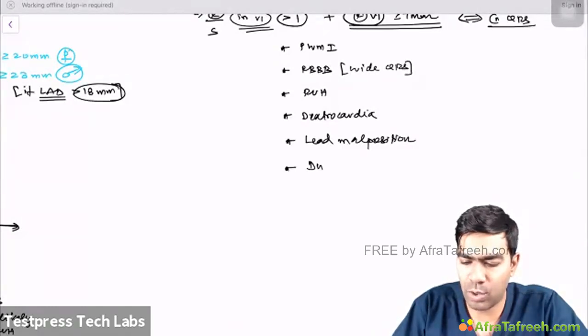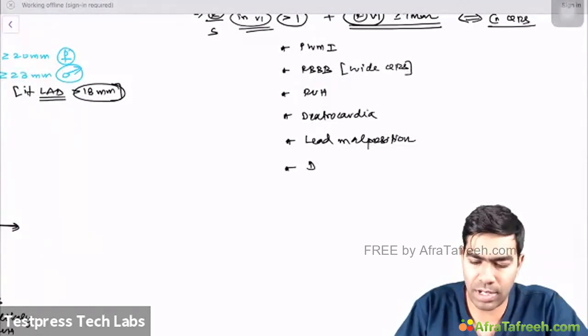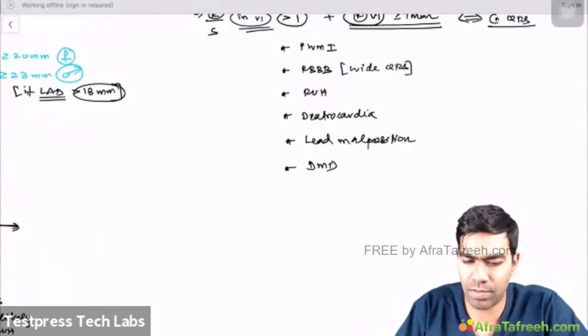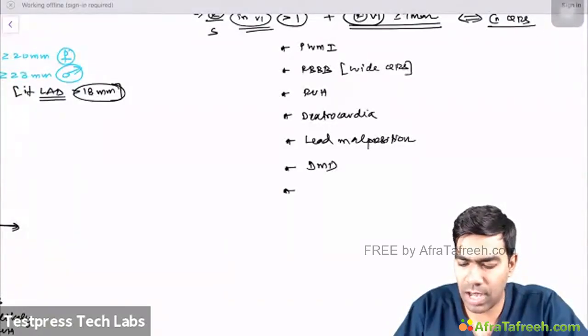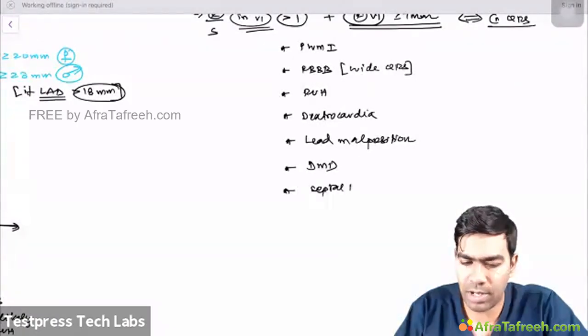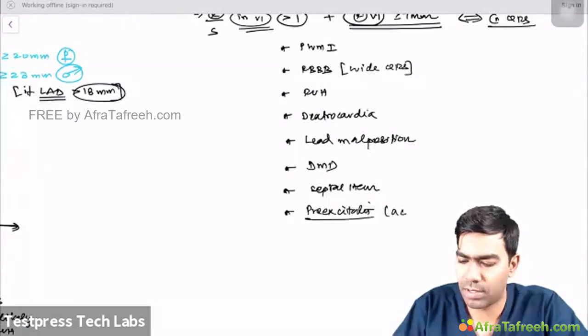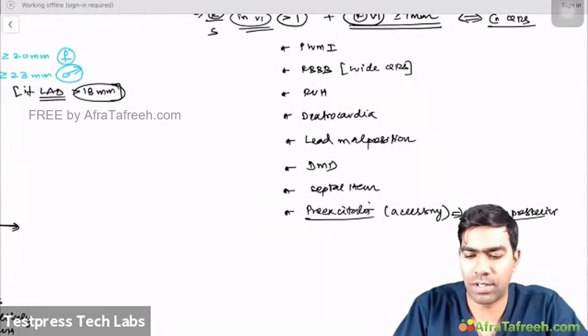Then you can get it in Duchenne muscular dystrophy. So I'm going to just write DMD, Duchenne muscular dystrophy. Then you can get it in hypertrophic cardiomyopathy, especially if there is a septal HCM, septal hypertrophic cardiomyopathy, then certain pre-excitation syndromes. Pre-excitation syndromes are nothing but accessory pathway, especially if it's present in the left posterior region. Left posterior region.